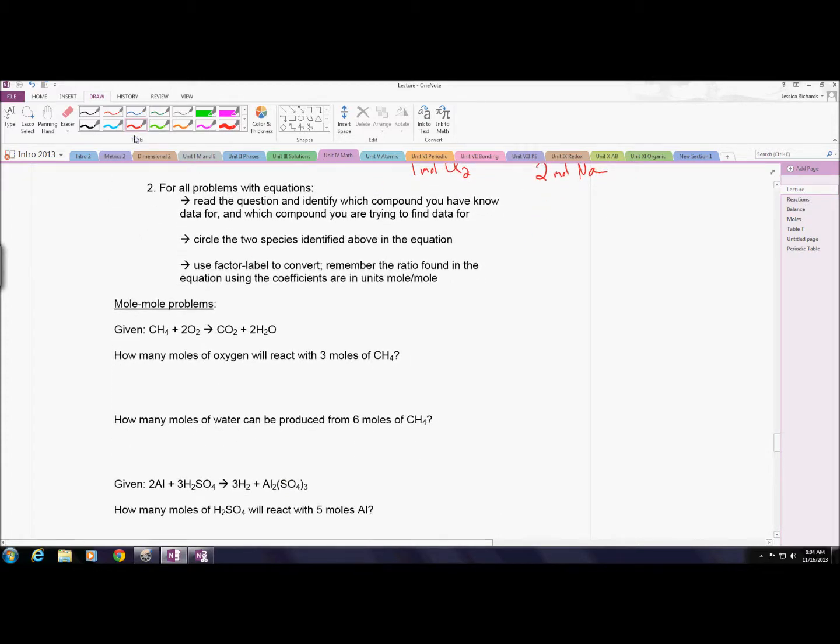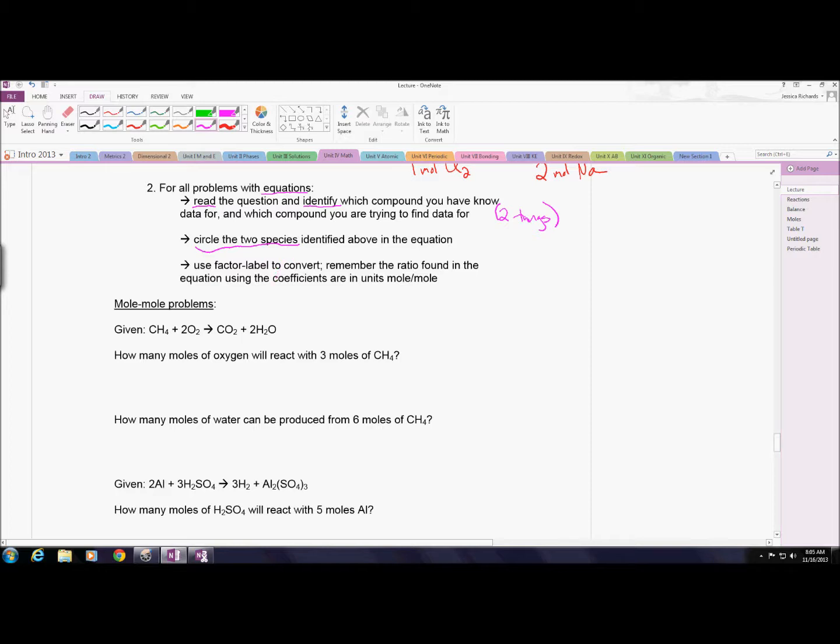All right, here's the basic steps for every problem that has an equation. When you have to do a stoichiometry problem and they give you an equation, I want you to follow these steps. Read the question. This is really important. Identify which compounds they're talking about. There's always going to be 2 of them. They're going to ask you about 2 things. We're going to start with an amount of one thing, switch to something else. Okay? So what you have data for and what you're trying to find data for. Circle those 2 things in the equation, and then use factor label, and that's it.